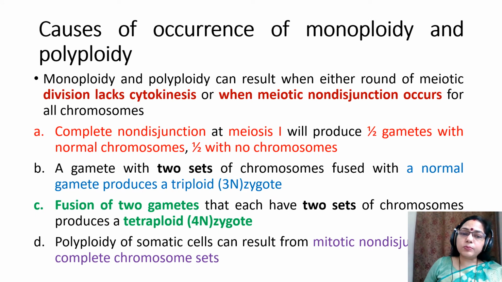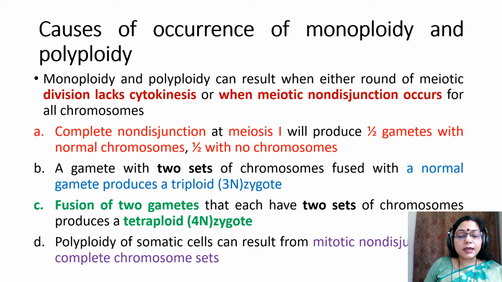Causes of occurrence of monoploidy and polyploidy. Monoploidy and polyploidy can result when either round of meiotic division lacks cytokinesis or when meiotic non-disjunction occurs for all chromosomes. Complete non-disjunction at meiosis 1 will produce half the gametes with normal chromosomes and half with no chromosomes, or a gamete with 2 sets of chromosomes fused with a normal gamete produces a triploid zygote. Fusion of 2 gametes that each have 2 sets of chromosomes produces a tetraploid zygote.